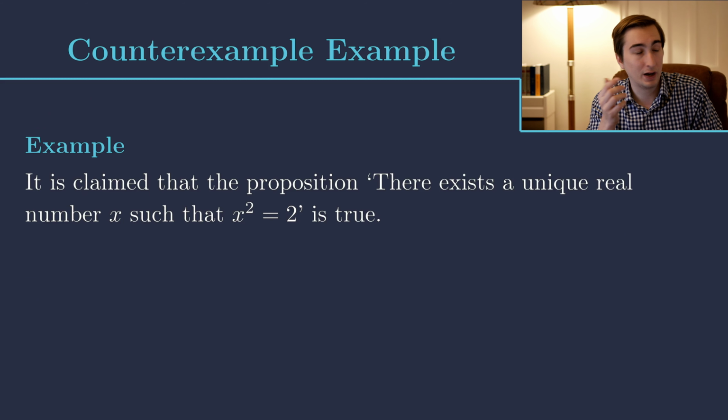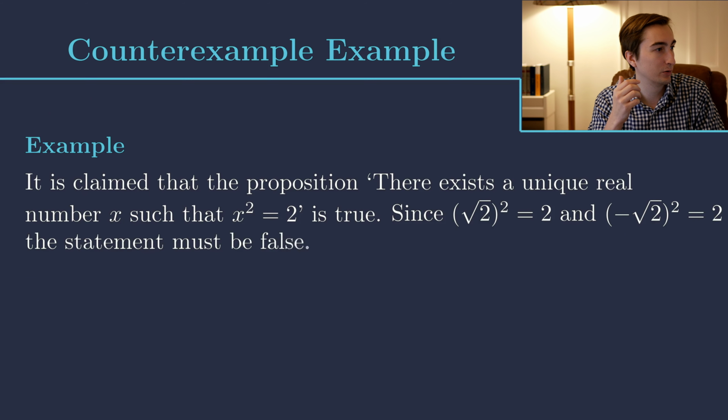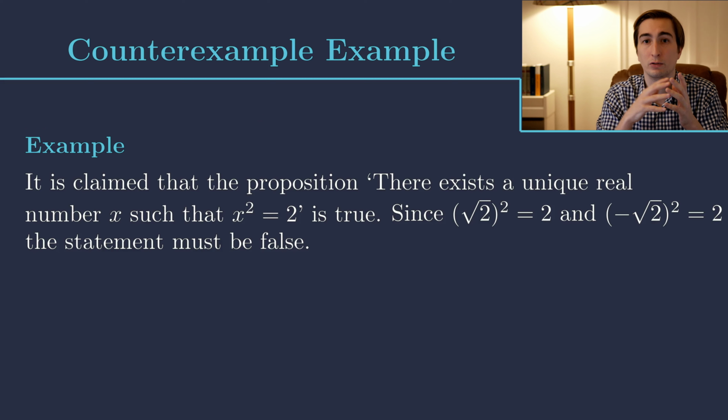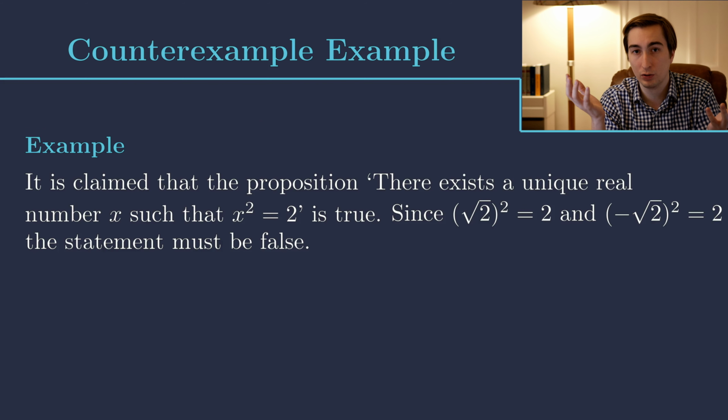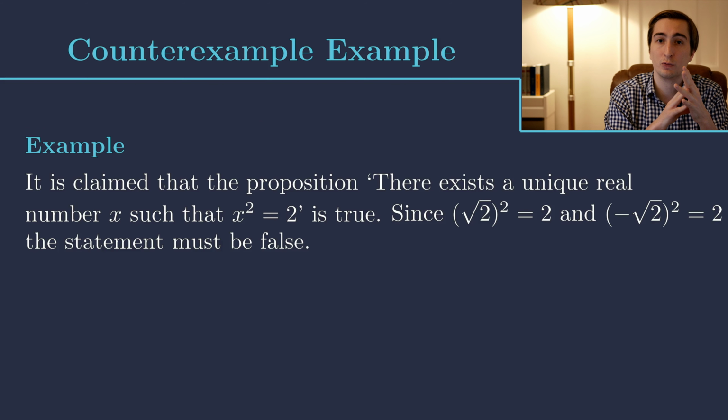And obviously two values that satisfy that are the square root of 2 and minus the square root of 2. Because if I square those things, then the square root of 2 squared is 2 and minus the square root of 2 squared is also 2. So we've found two distinct values because the square root of 2 does not equal minus the square root of 2, and they both satisfy that condition. Therefore, this statement was not true.